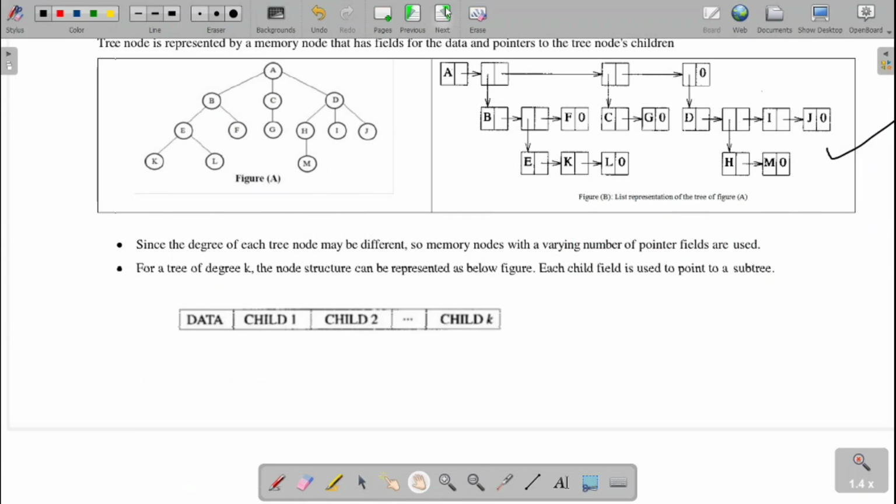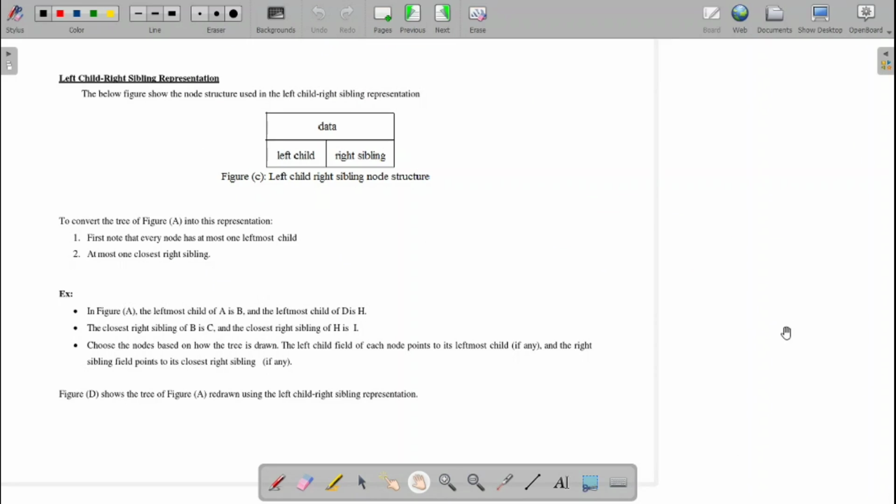The next representation is the left child right sibling representation. In this representation, each node will have a data field, a left child and a right sibling. As you can observe, there are three components: the data field, the left child, and the right part, which will be its sibling, not a child. It is a right sibling. That's why it is known as the left child right sibling representation.